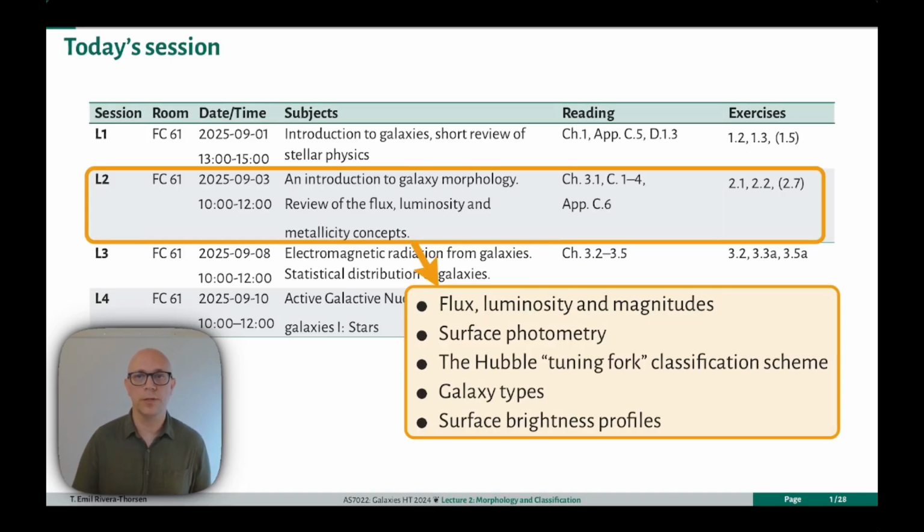Today's lecture is going to be split up into three parts. In the first part, we are going to talk about flux, luminosity, magnitudes, and surface photometry. In the second part, we're going to dive into the morphology of galaxies and the Hubble tuning fork classification scheme and different galaxy types more broadly and more generally. And finally, in the third part, we're going to look at surface brightnesses and surface brightness profiles and what we can use them for in the grander scheme of things.